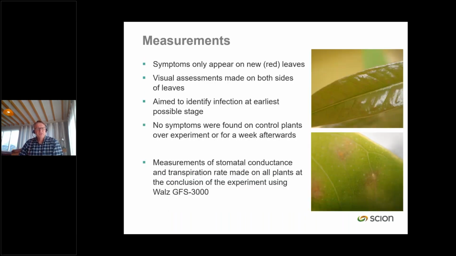We took measurements of the symptoms to detect the symptoms which only appear on the new red leaves. Visual assessments were made on both sides of the leaves, and the aim was to identify infection at the earliest possible stage. And the opposite photos show some of the symptoms coming through. No symptoms were found on the control plants over the course of the experiment or for a week afterwards.